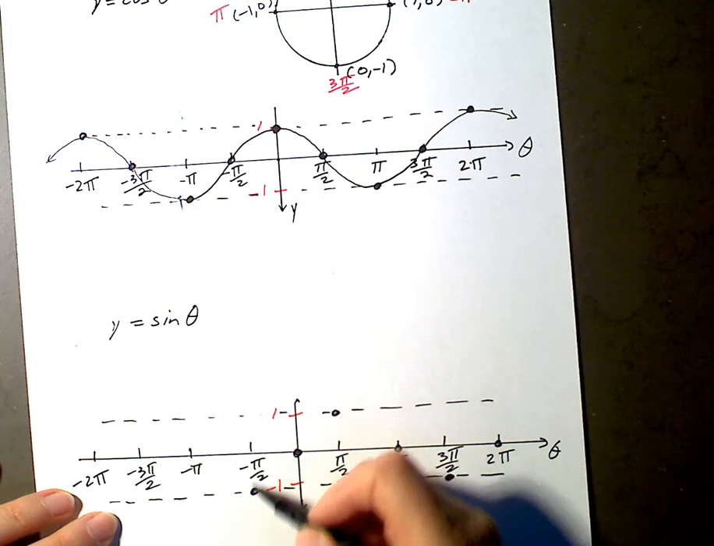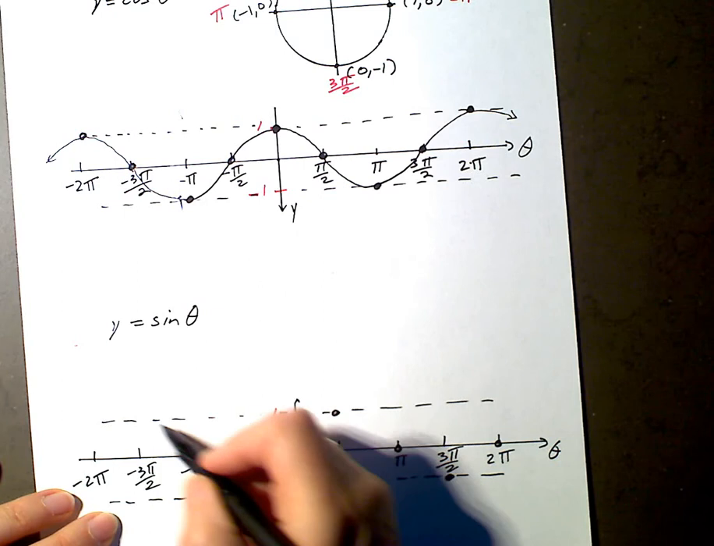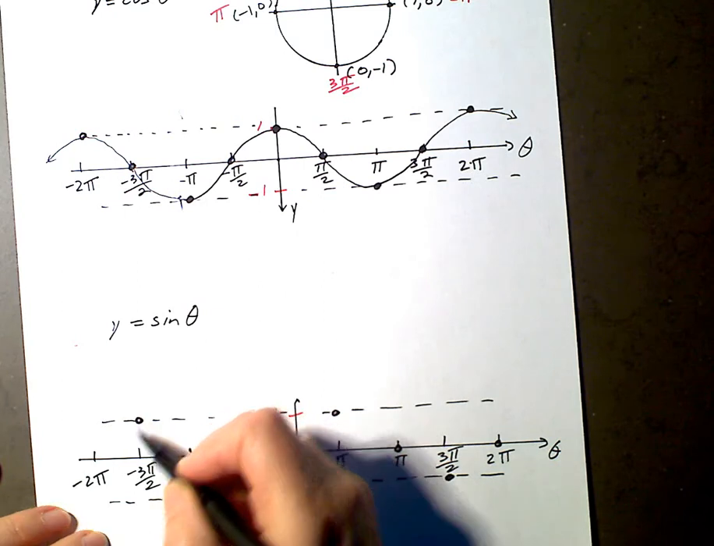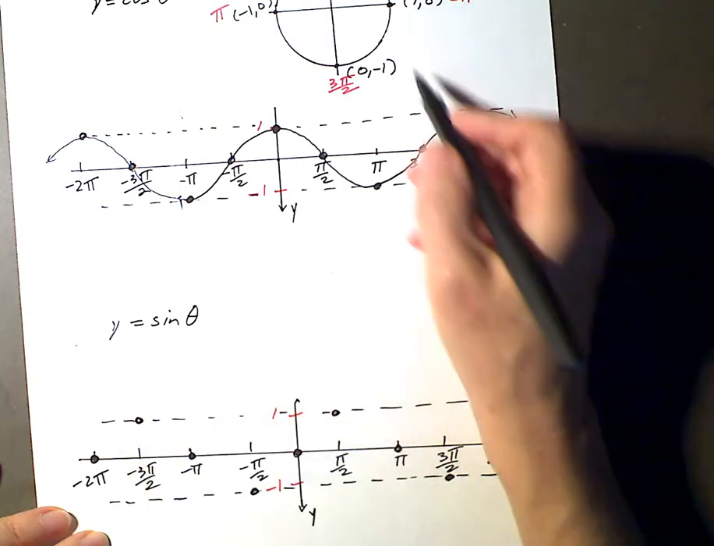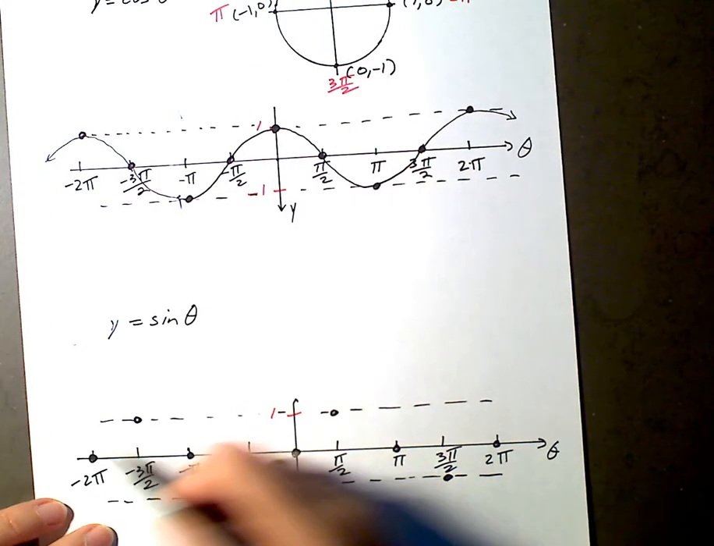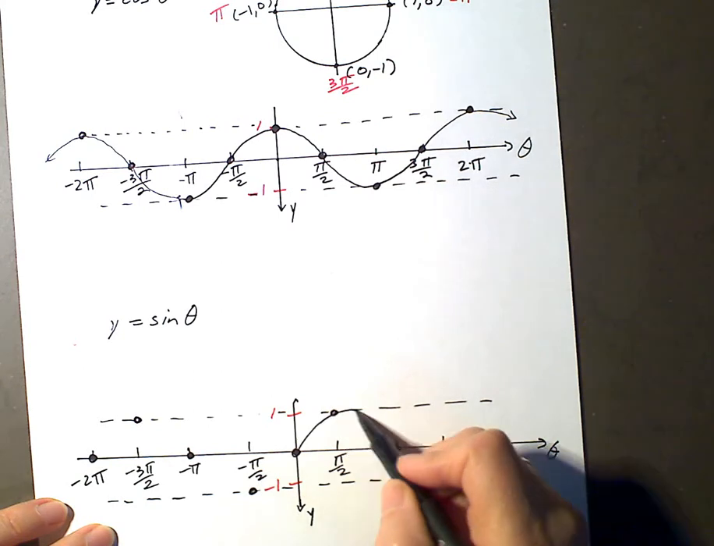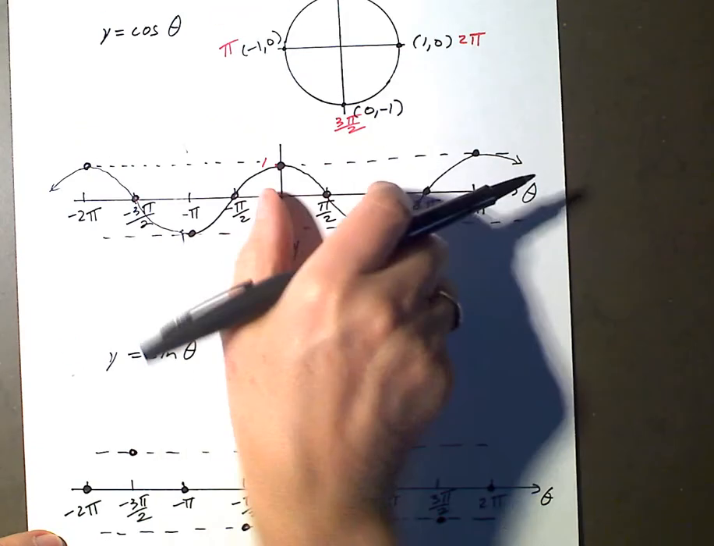So then at negative pi radians, the sine is back to 0, and at negative 3 pi over 2 radians, it's back to 1, and then at negative 2 pi, it's back to 0 again. So this function, the sine function, looks like the cosine function just shifted to the right by pi over 2 units.